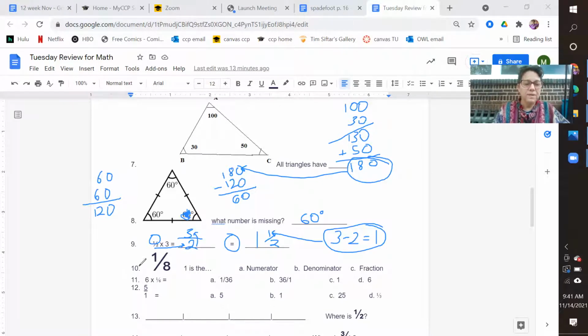All right. Number 10 is vocabulary. I need you to know this. Number 10, the number 1 here, is it the numerator on top? Is it the denominator on the bottom? Or is it the fraction? Just the number 1 is not a fraction. So what is it? Is it on the top or the bottom? And the answer is numerator. Okay?